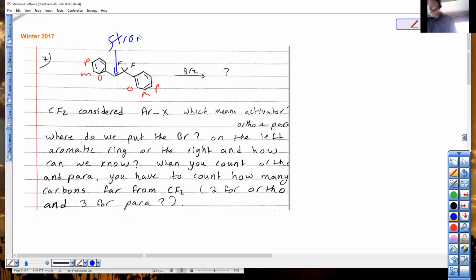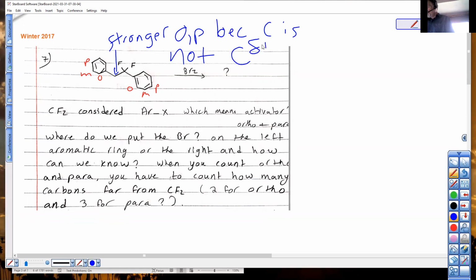Stronger OP because C is not C delta plus. This C is definitely C delta plus, which destabilizes cations over here. So your major product will be para here, and the minor will be ortho on the same ring.